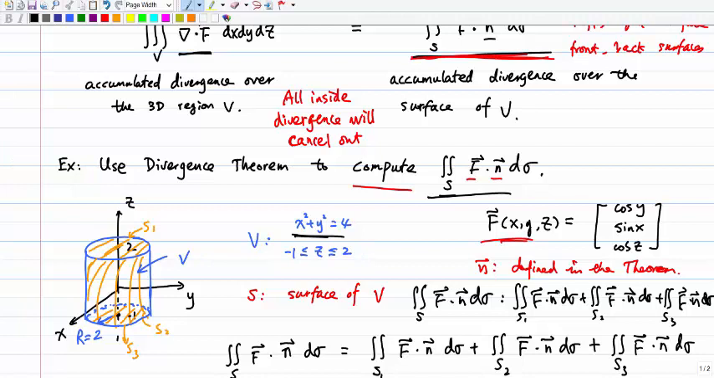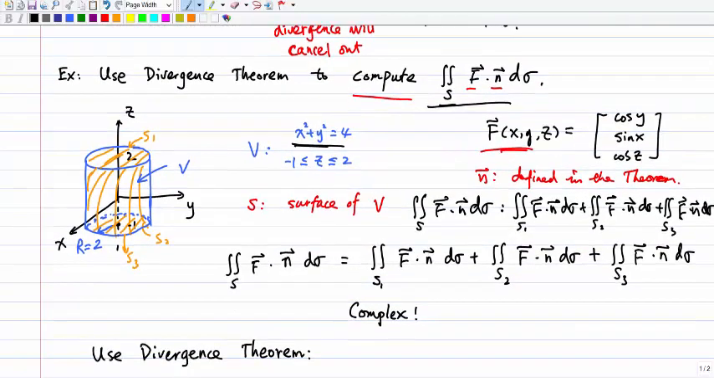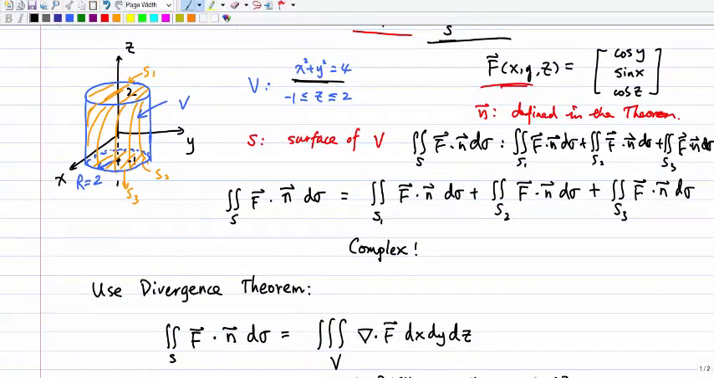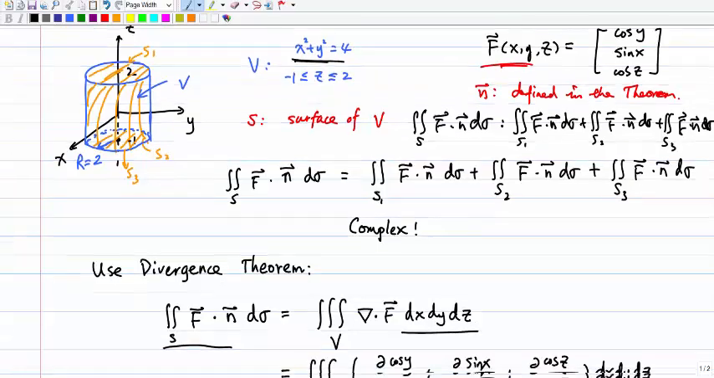It's rather complicated. Now I'm going to show you how to use the divergence theorem to compute this in a fairly easy way. According to the divergence theorem, this integration is the same as a triple integral of the divergence of F dx dy dz over the 3D region. Of course, this is over the cylinder defined here. Okay, this is a triple integral.